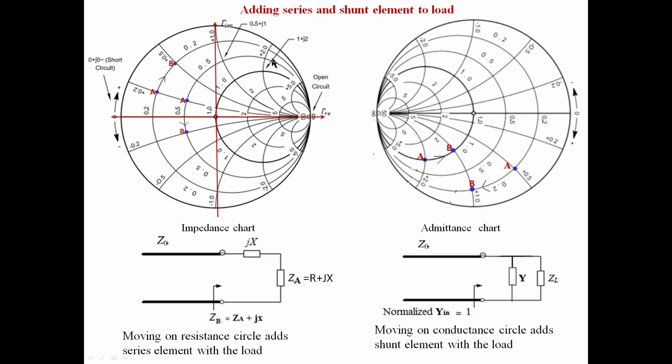So on the Smith chart, we know there are resistance circles like this. These are the resistance circles. This is a resistance circle, this is also a resistance circle. If you move over this resistance circle, as we know, the resistance value remains the same. This is an impedance chart, as we move, impedance changes over this chart. But if you move over this resistance circle, what happens? Resistance value remains the same, but the reactance value will change.